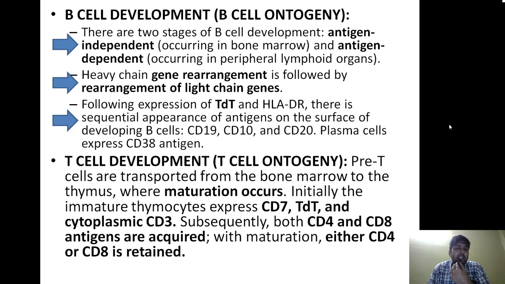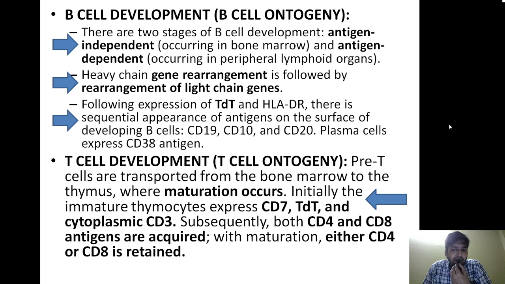Now following the expression of TdT that happens in the lymphoblast stage, and HLA-DR, there is a sequential appearance of antigens as the B lymphocyte matures. So there will be development of CD19, CD10, CD20, and plasma cells express CD38 and CD138. The details of the lineage specific markers will be discussed at the end of this video. Please stay tuned till the end.